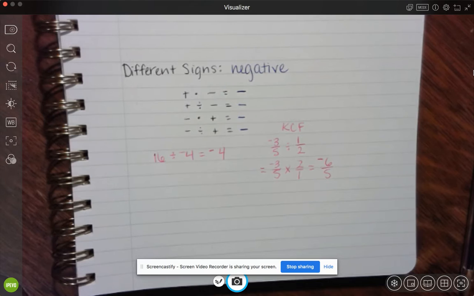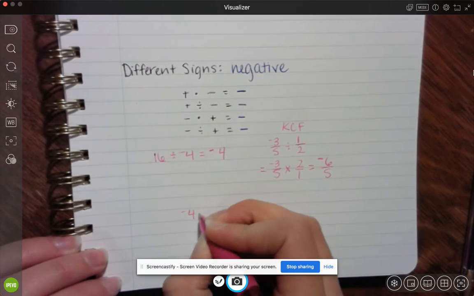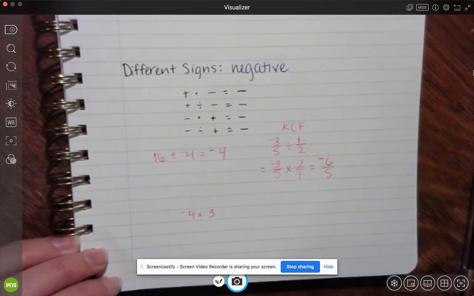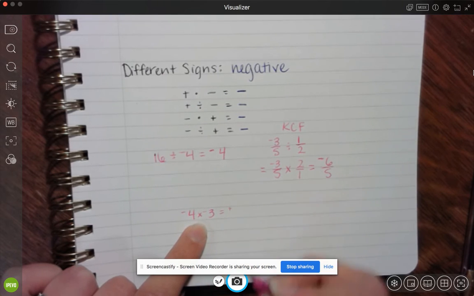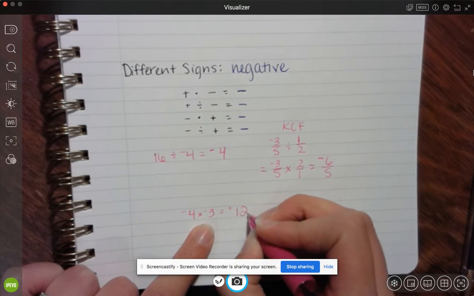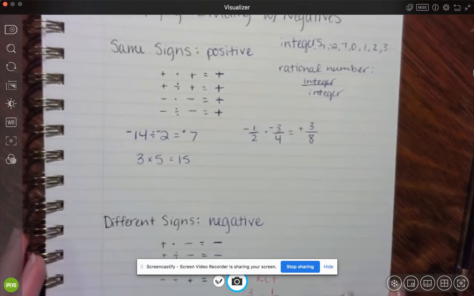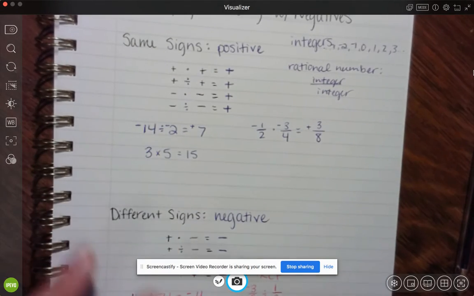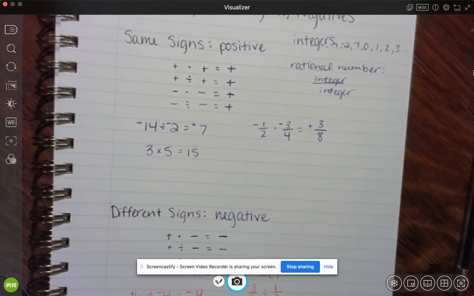All right, what about negative 4 times negative 3? What do you think on it? All right, do we have the same sign or different sign? The same sign. So it's going to be a positive, and I do 4 times 3, which is 12. Okay, so you just have to remember that if you are multiplying or dividing numbers with the same sign, it's always positive. If you're multiplying or dividing numbers with different signs, it's always negative.